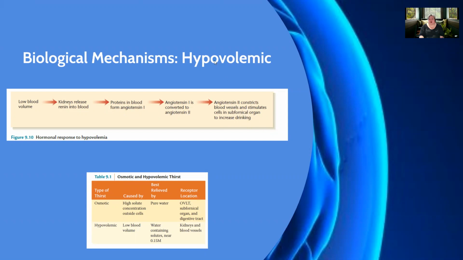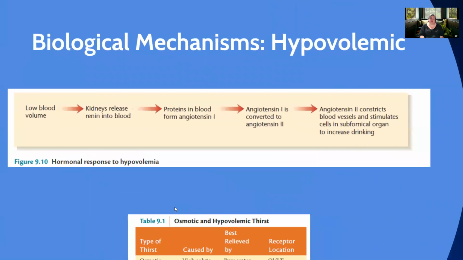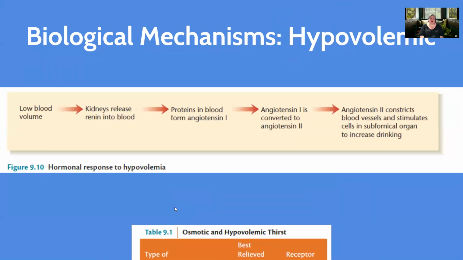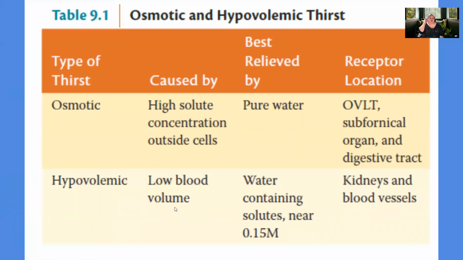So for hypovolemic thirst, it's a slightly different mechanism in the sense that it triggers that renin and includes the kidneys in the process to signal the body that, hey, we need these fluids to be replenished. Okay. So the thirst that we were describing earlier with the OVLT, the subfornical organ and digestive tract is more the mechanism associated with osmotic thirst. And let me blow this up. I verbally went over this, but let me blow this one up here. So the osmotic thirst is what I was just describing earlier.